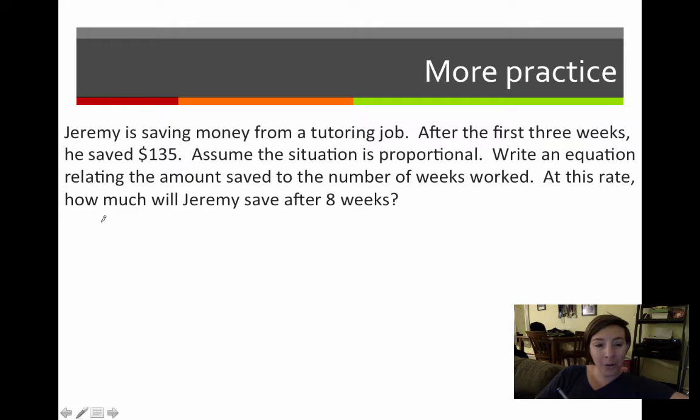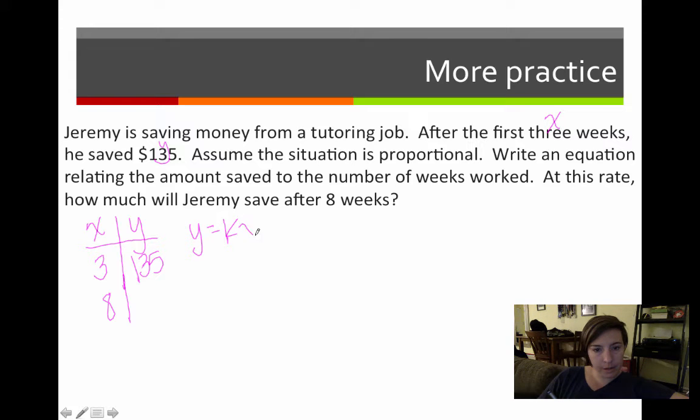So, we are only given one scenario. We're going to say the time is x and the money is y. We're only given this one scenario, but we're told it's proportional, so we don't need to figure out if it's proportional or not. So 3 weeks in, he's got $135. And we want to know how much he's going to have after 8 weeks. So let's find our constant of proportionality first. y equals kx.